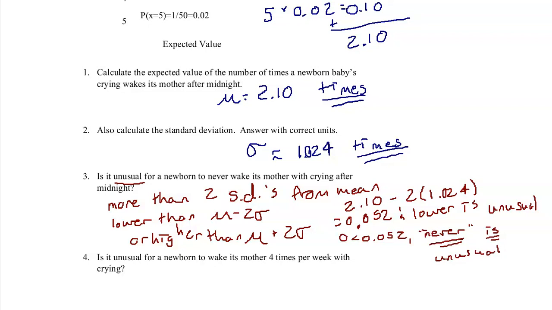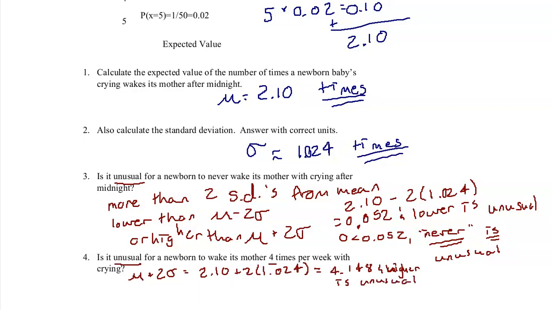Is it unusual for a newborn to wake its mother 4 times per week with crying? Well, that's bigger than the mean, so is it too much bigger? Mu plus 2 standard deviations is 2.10 plus 2 times 1.024. If you do that math, you're going to wind up getting 4.148, and higher is unusual.